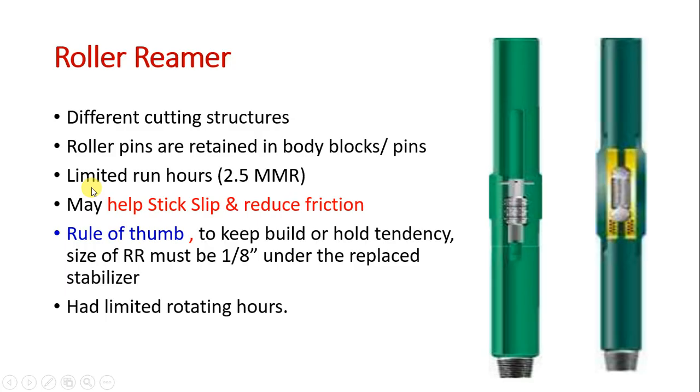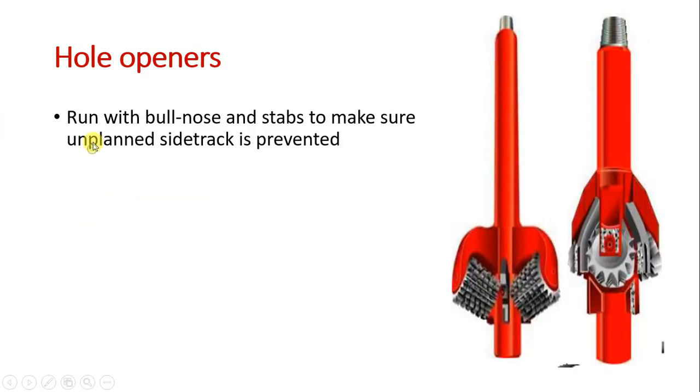So you check the RPM for the drill pipe and the bit RPM, and you multiply it by a factor, which gives you the exact number of running hours for these roller reamer inserts. Rule of thumb: to keep, build, or hold tendency, the size of the roller reamer must be 1/8 inch under the replaced stabilizer. We will talk about everything in rotary BHA.